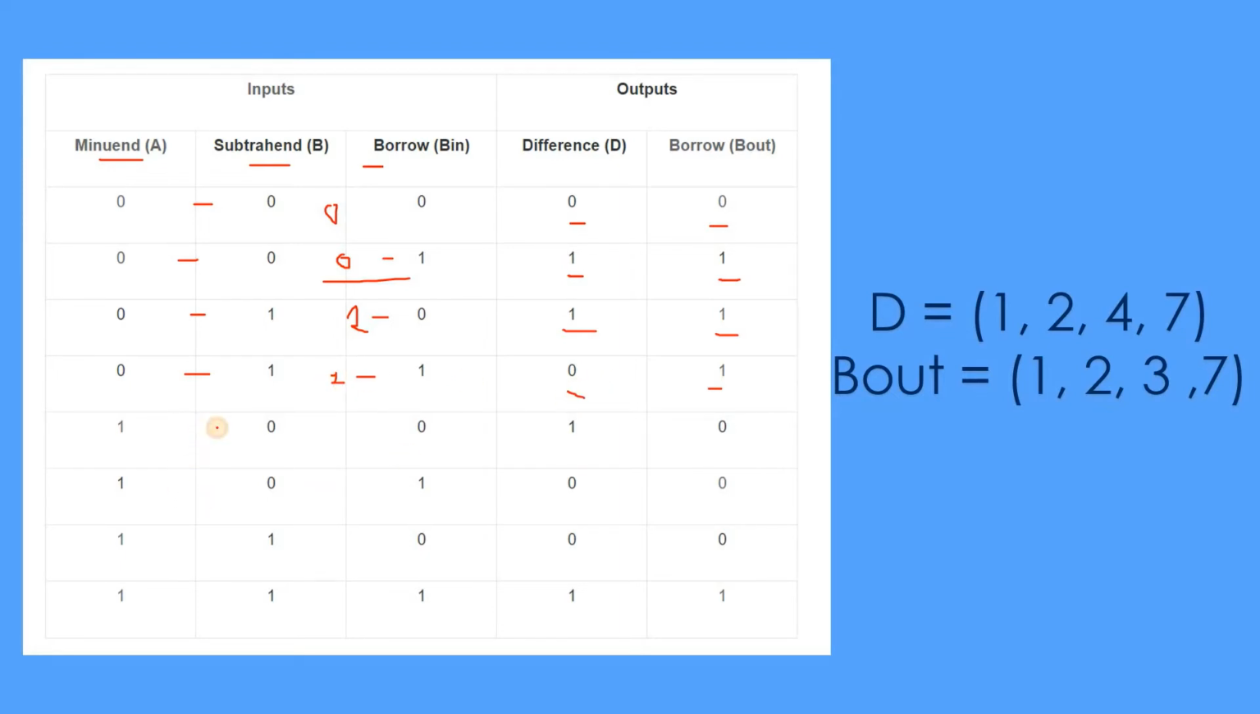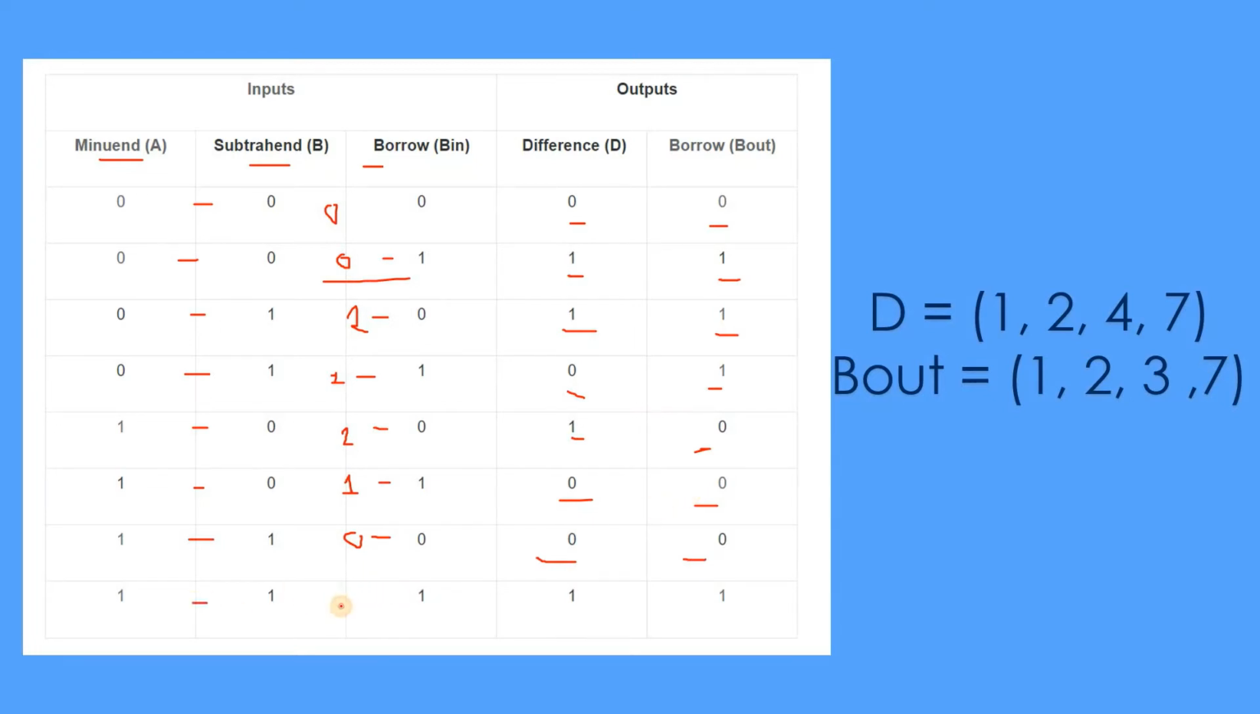So 1 minus 0 is going to be 1, borrow is going to be 0, no borrow, and again 1 minus 0 is going to be 1 and no borrow. So again the same thing, 1 minus 0 is 1, but 1 minus 1 is now 0, and borrow is nothing. 1 minus 1 is again 0 and 0 minus 0 is 0, so difference and borrow both are 0.